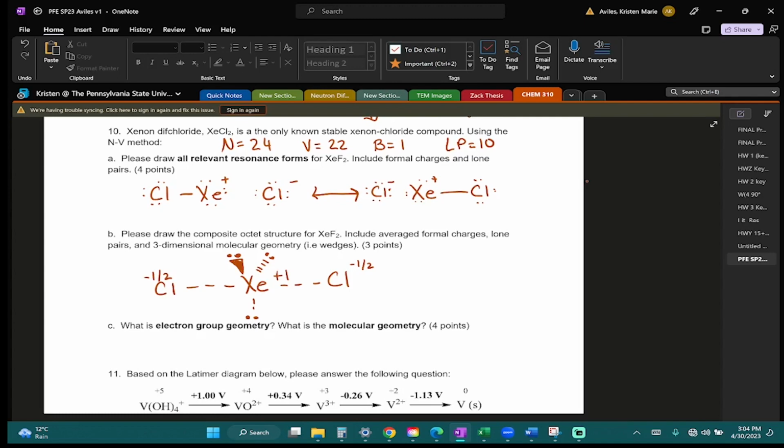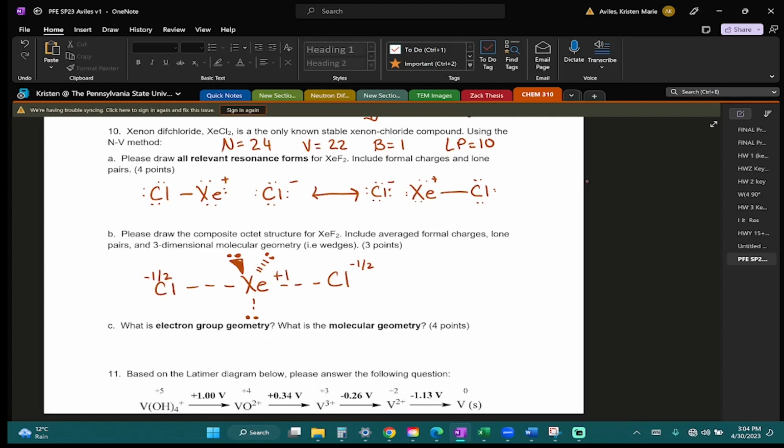So the next problem asks us about the geometries. We discussed 2 different types of geometries in this class. Electronic geometry, which is based on the number of electron groups, where there is no discrimination between lone pairs and bonds, and molecular geometry, which does take into account how lone pairs affect the angles.